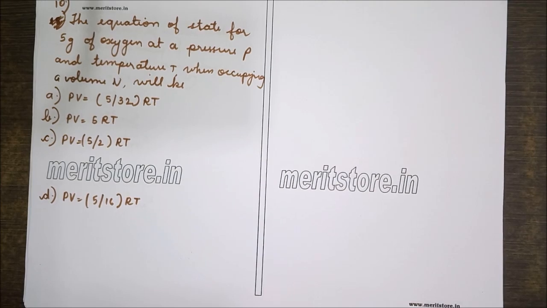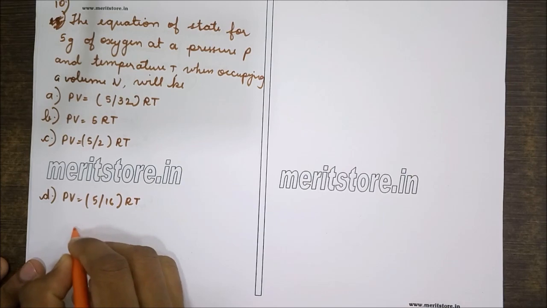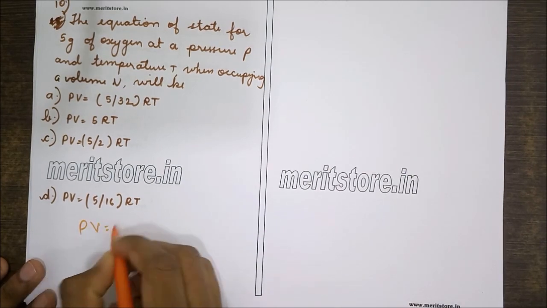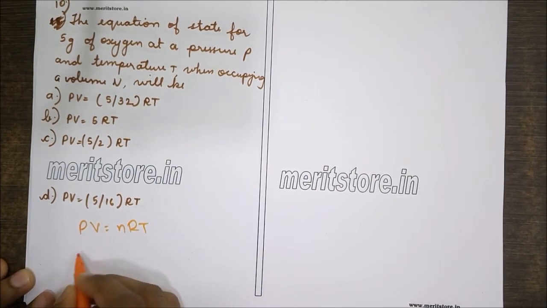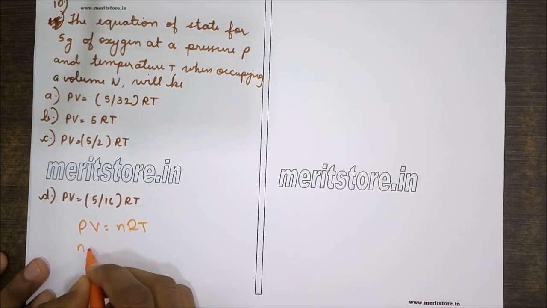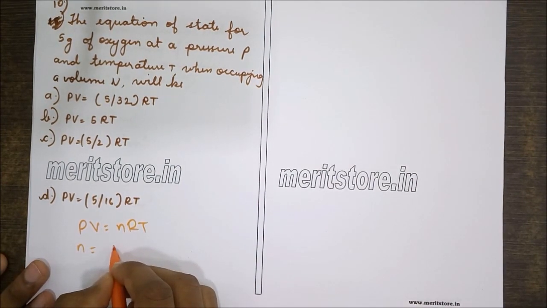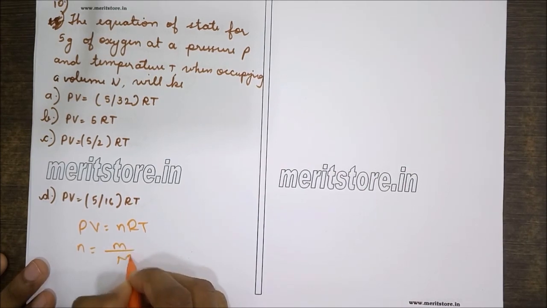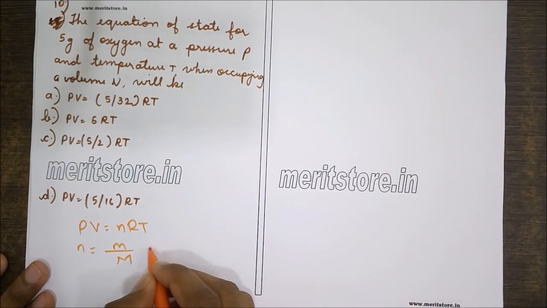The equation of state for 5 gram of oxygen at a pressure P and temperature T when occupying a volume V will be, the options given are PV is equals to 5 by 32 RT, PV is equals to 5 RT, PV is equals to 5 by 2 RT, and PV is equal to 5 by 16 RT. Now let's look at equation of state. PV is equals to nRT. Now n over here is nothing but number of moles that can be given as mass of the gas upon molecular mass of the gas.